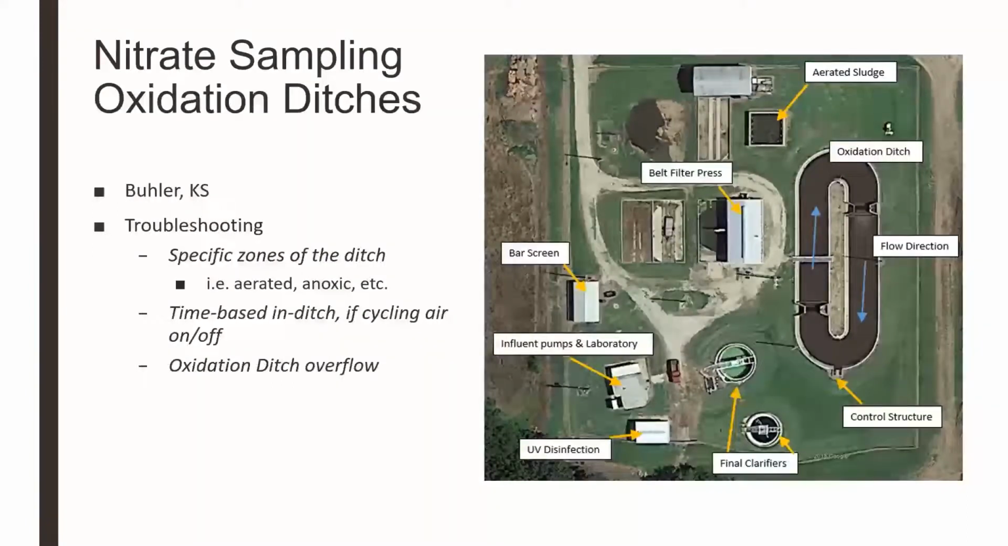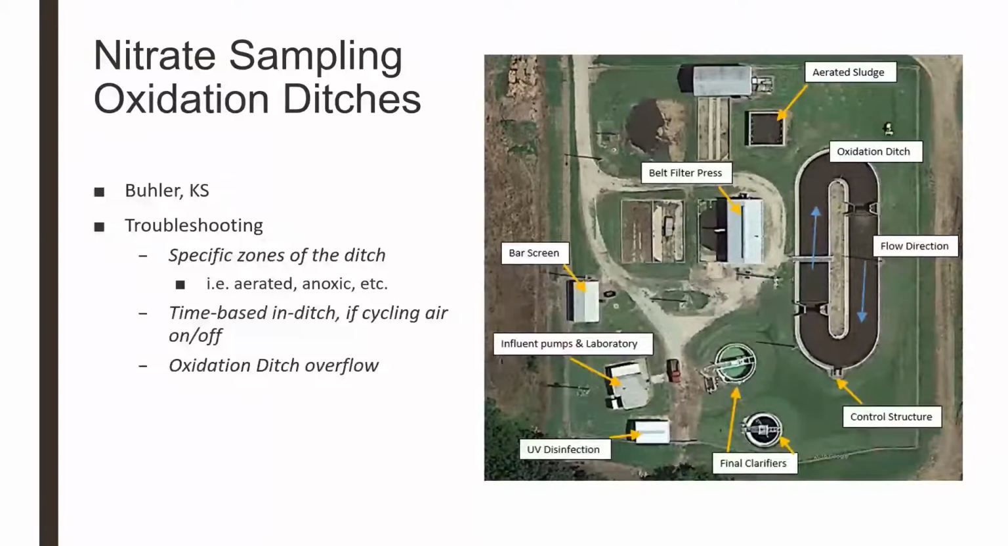So now we're going to move on to oxidation ditches. This is a pretty common setup, pretty simple plant here in Buhler, Kansas. For troubleshooting, many of these ditches are run with specific zones. So we have a lot of facilities that have modified their rotor operation. The rotors are what you see on the ditch crossing horizontally. You can see one of them is for providing air. The one that is kind of on the northeast, it's the one on the right and higher up in the picture.